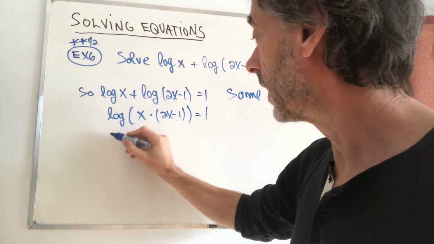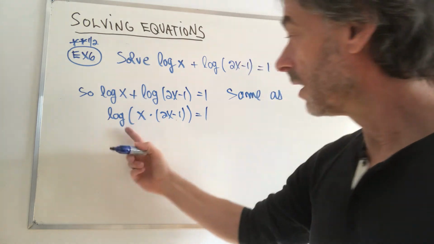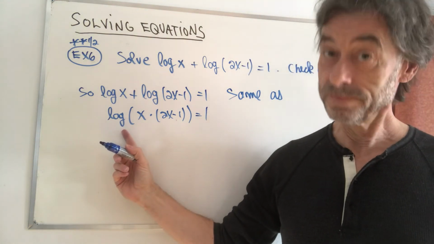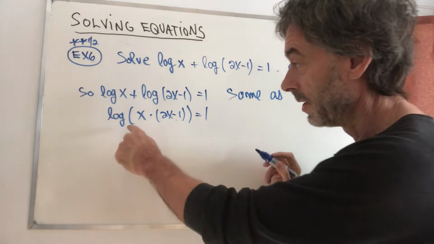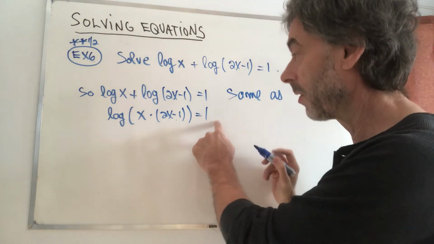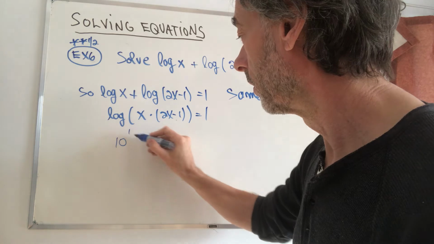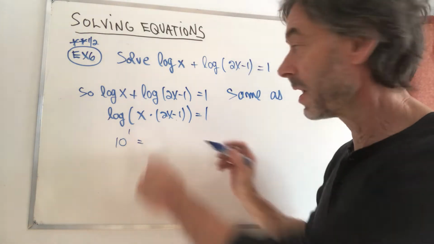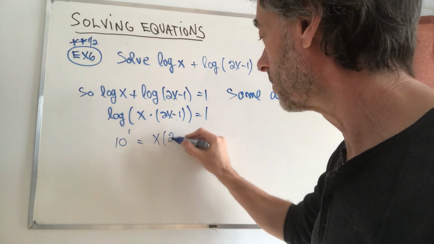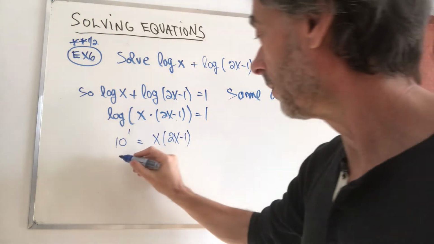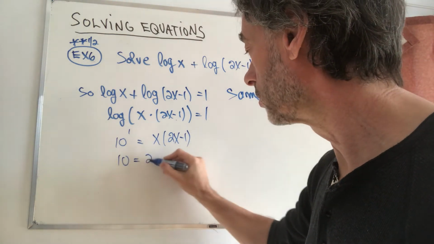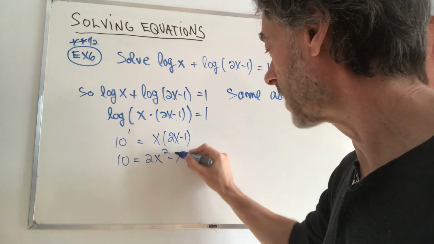All right, so that's basically what? If there is no base to the log, we all know it's base 10. So let's change this to an exponential. 10 to the power of 1 is equal to the inside of the log, x times 2x minus 1. Well, that means that 10 is equal to 2x squared minus x.